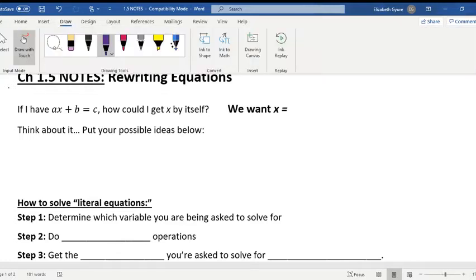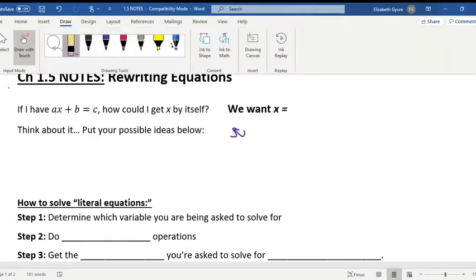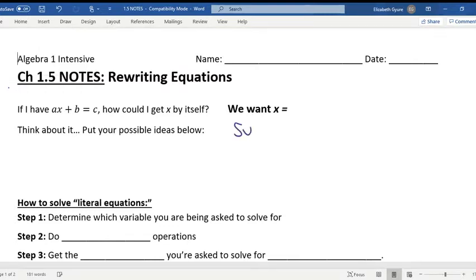So let's write that down. We would subtract b. Good. And then what would we do with a? Divide it. Very good. Then we would divide by a. Okay. So same idea, right?